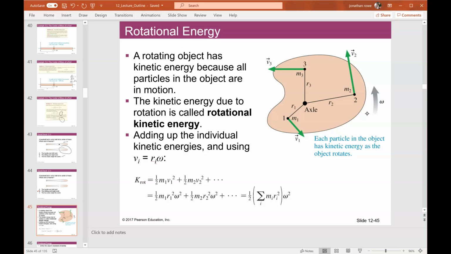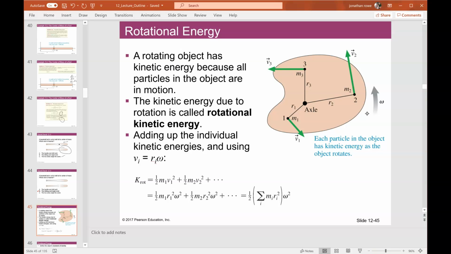All right. A rotating object has kinetic energy because all particles in the object are in motion. The kinetic energy due to the rotation is called rotational kinetic energy. Adding up the individual kinetic energies and using the fact that v equals omega r, so tangential velocity equals angular velocity times radius, we can change this. We replace all those v's with r's and omegas, and they get squared, so they become r squared omega squared.